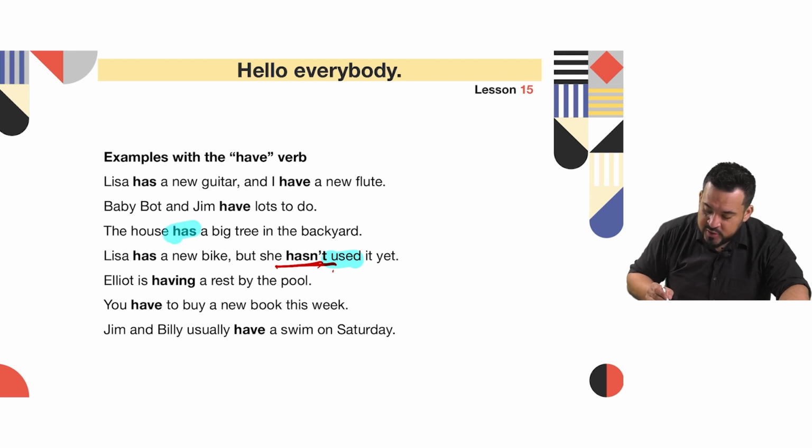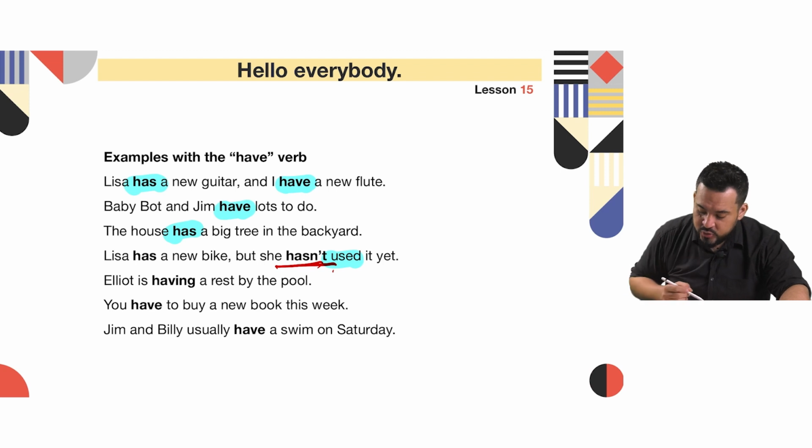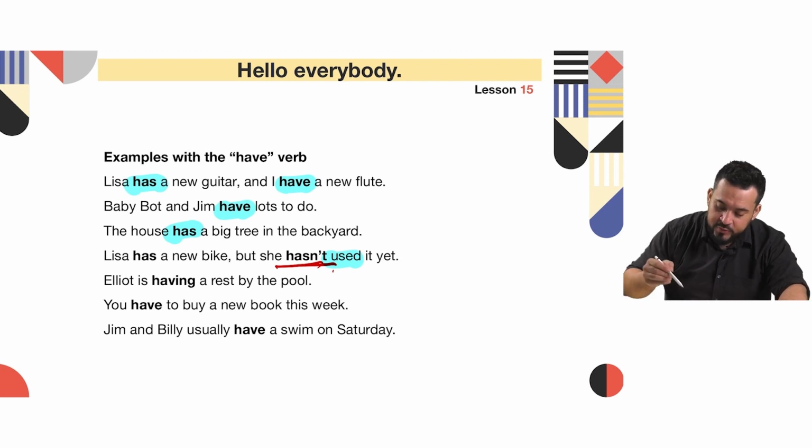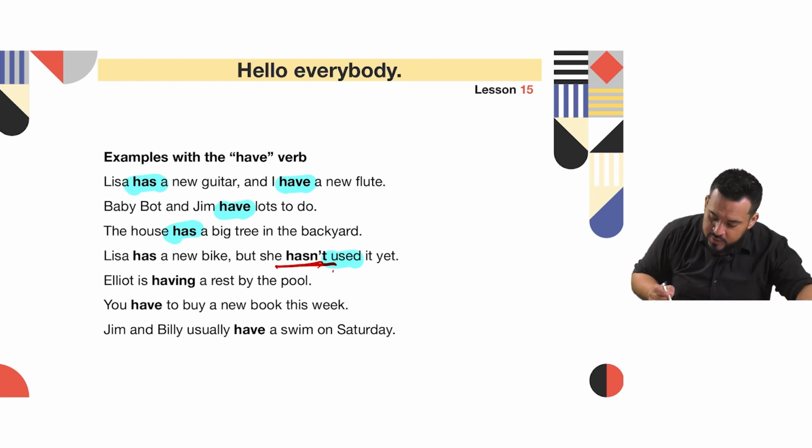The house has a big tree. This is a main verb. Bob and Jim have lots to do. Main verb. I have a new flute. Main verb. Lisa has a new guitar. Main verb. But this is not a main verb. This is an auxiliary. Okay, the main verb is used. Okay, let's continue. I just wanted to point that out to you so you know the difference between the auxiliary and the main verb. Elliot is having a rest by the pool.